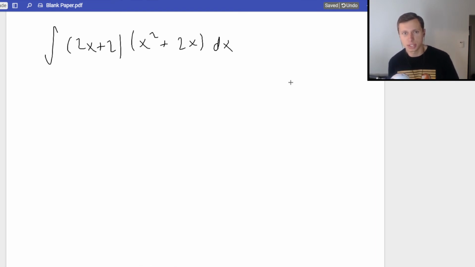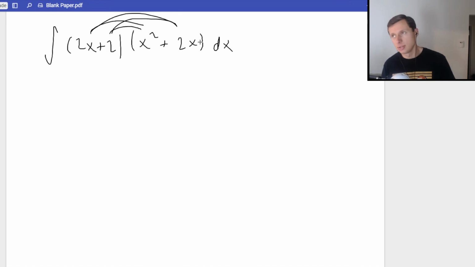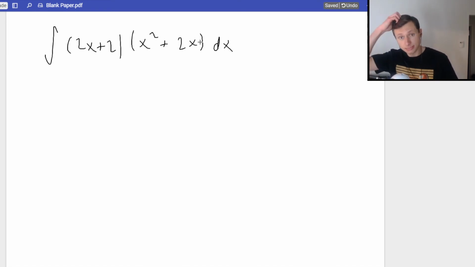Okay, so now with this one, again, I'm going to purposely choose the wrong thing. Also notice that, for this integral, 2x plus 2 times quantity x squared plus 2x, technically we don't even need a U substitution. If we wanted to, we could FOIL everything out and then just do a series of power rules to find this integral. But since this is the U substitution lesson, I'm going to use a U substitution.